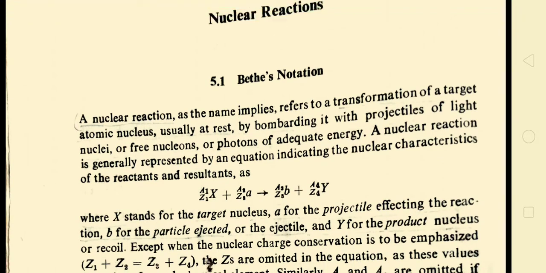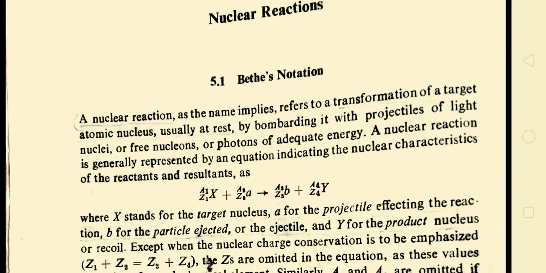So what is a nuclear reaction? A nuclear reaction is a transformation of a target atomic nucleus, which is usually at rest, by bombarding it with projectiles of light nuclei, free nucleons, or photons of adequate energy. A nuclear reaction is generally represented by an equation: X(A1, Z1) plus a(A2, Z2) gives B(Z3, A3) plus Y(A4, Z4).